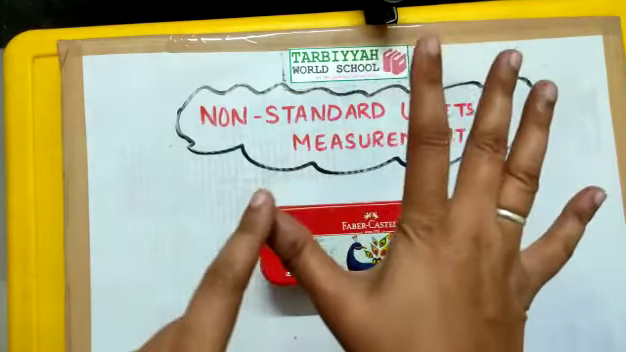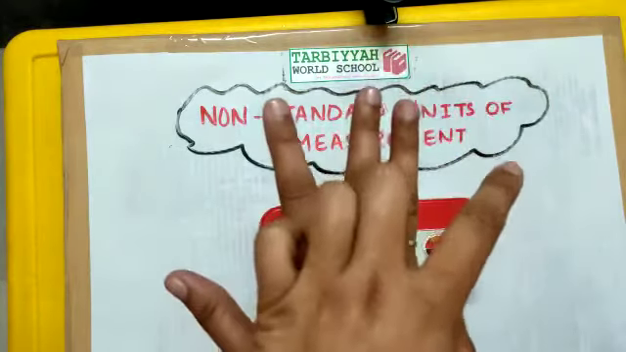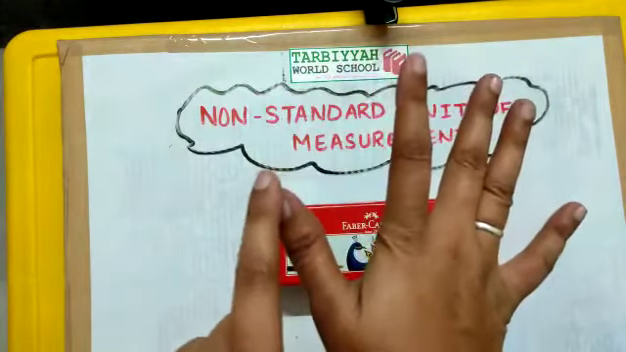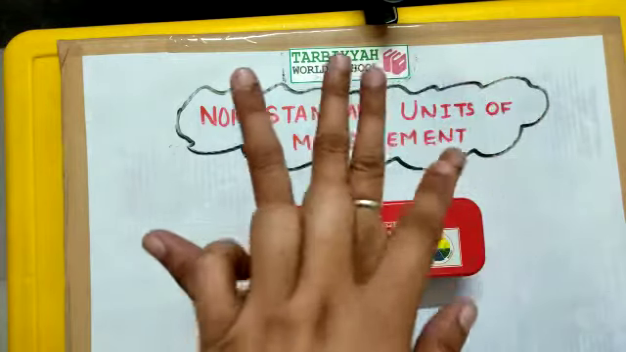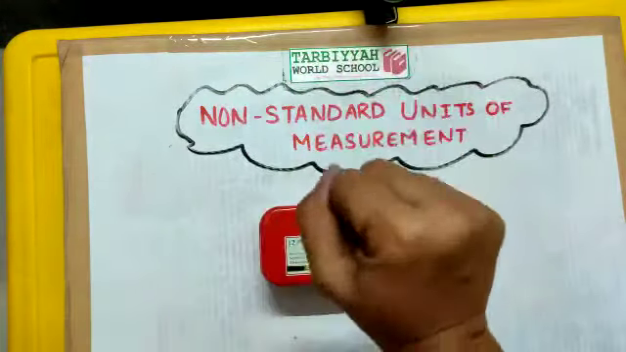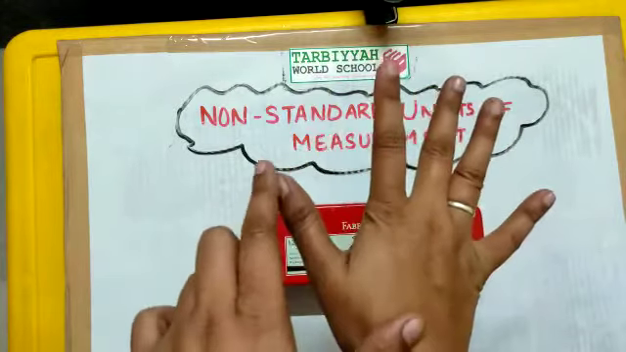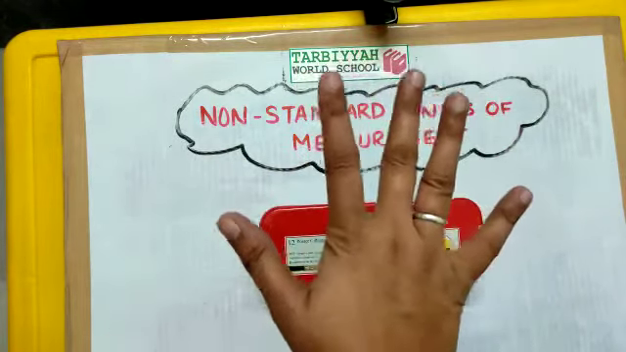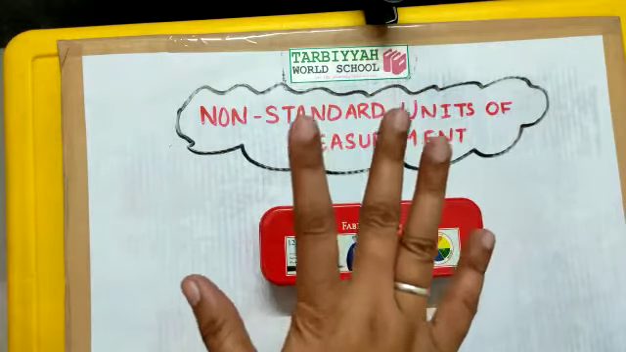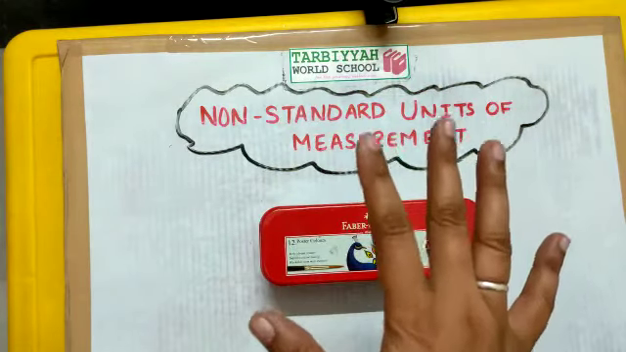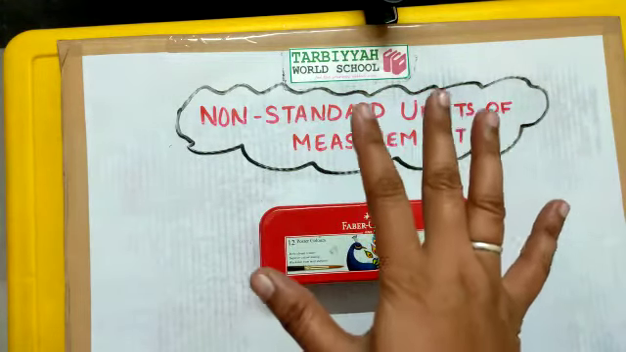The distance from the tip of our little finger to the tip of our thumb. From here to here. Stretch your hand. From the tip of your little finger to the tip of your thumb is known as hand span. We can measure a book or table by using a hand span.